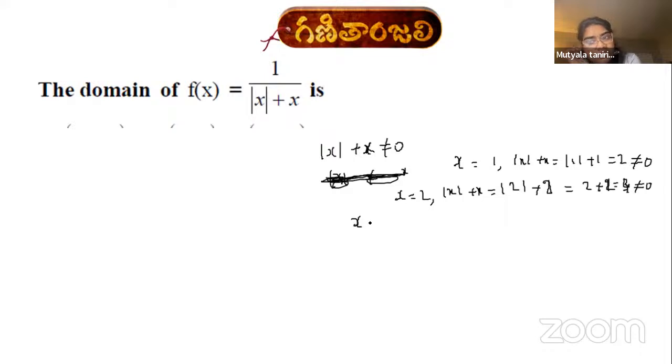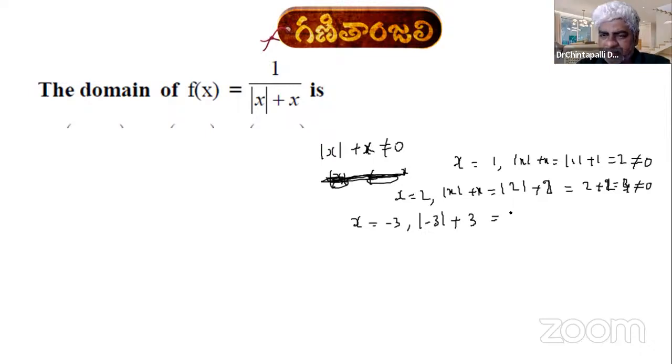For x is equal to minus 3, mod of minus 3 plus x. Mod of minus 3 is 3, plus 3. Sir, but sir, plus and minus. It is minus 3. 3 minus 3 is equal to 0 or not equal to 0? Yes, sir. For x is equal to minus 10.